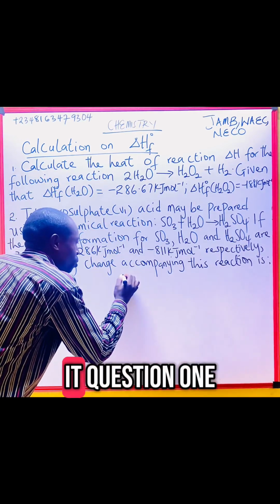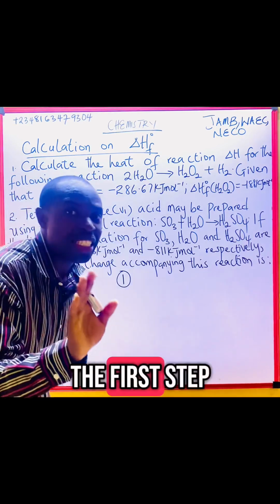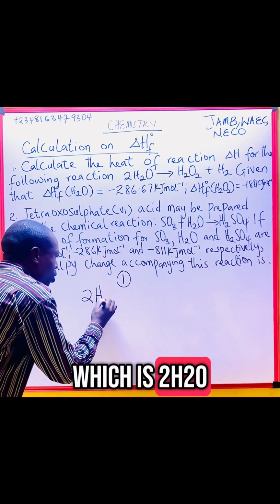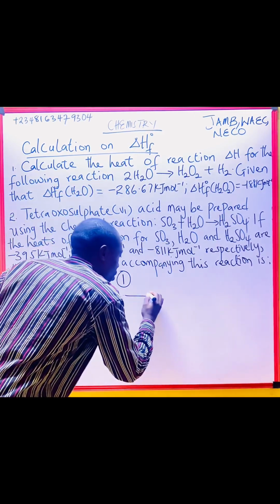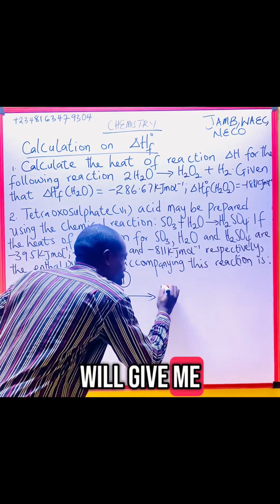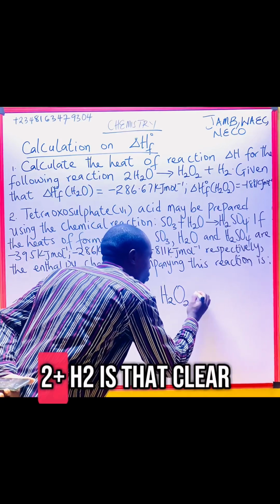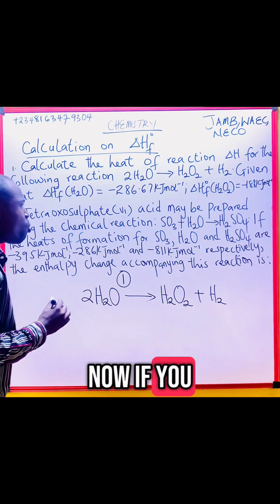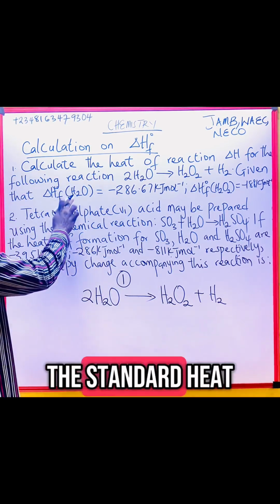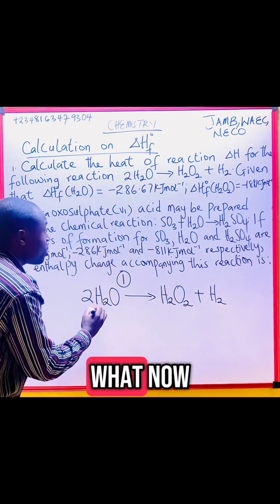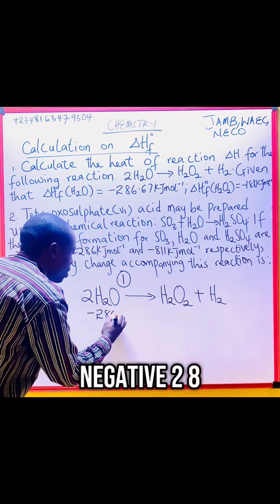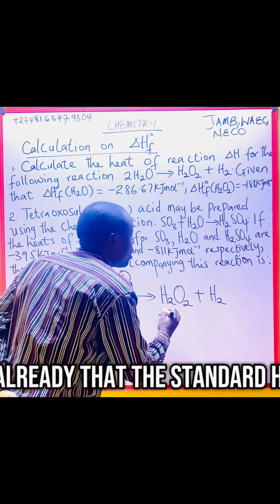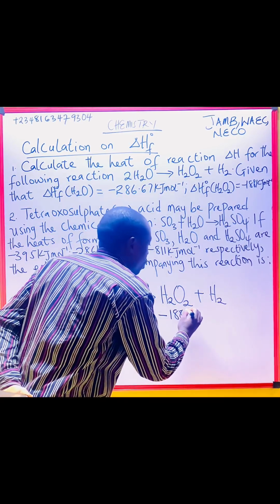Now we solve it. Question 1. The first step is we bring out the equation, which is 2H2O will give me H2O2 plus H2. Is that clear now? Now, if you bring out what you were given, you were given the standard heat of formation of water to be negative 286.67 kilojoule per mole. That of hydrogen peroxide was negative 188 kilojoule per mole.